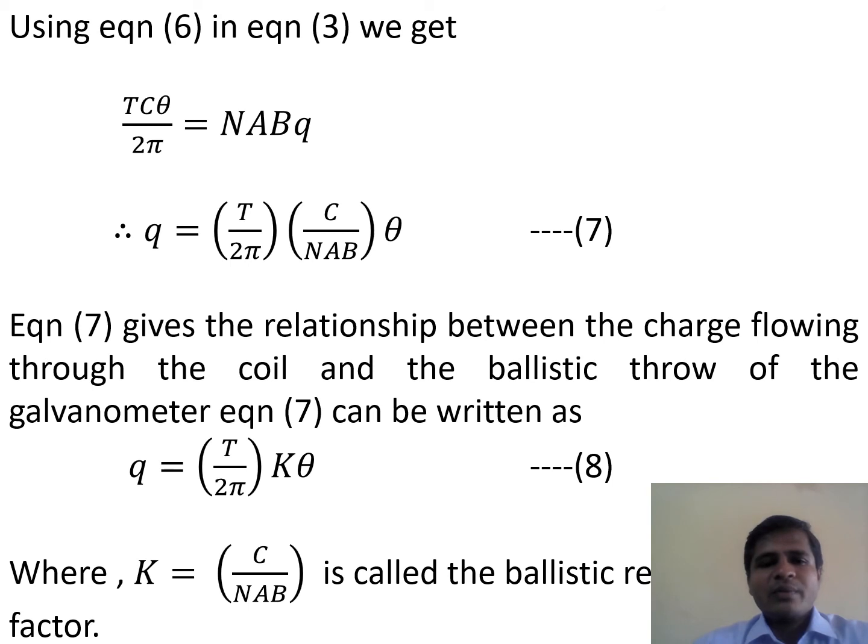Let this equation be 7. This equation 7 gives the relation between the charge flowing through the coil and the ballistic throw of the galvanometer. This equation 7 can be written as Q is equal to T upon 2 pi K into theta. Let this equation be 8, where K is C upon N into A into B, and it is also called the ballistic reduction factor. Finally we found the relation between Q, that is charge, and the ballistic throw of the galvanometer, that is theta, which is given by equation 8.